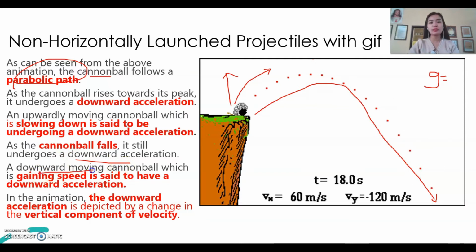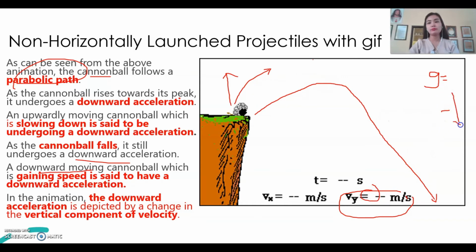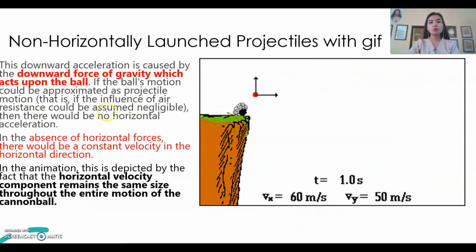Pag naka-downward moving na si cannonball, anong mangyayari sa kanyang speed? Very good. It is gaining speed. That is why makita ninyo ang atuang vertical motion component, okay, from 60, 50, until nag-increase siya. But why is it negative? Negative shows the downward, okay, sign convention ng ating downward force, that is the gravity. Okay, the downward acceleration is depicted by a change in the vertical component of the velocity. This downward acceleration is caused by the downward force of gravity that acts upon the ball.